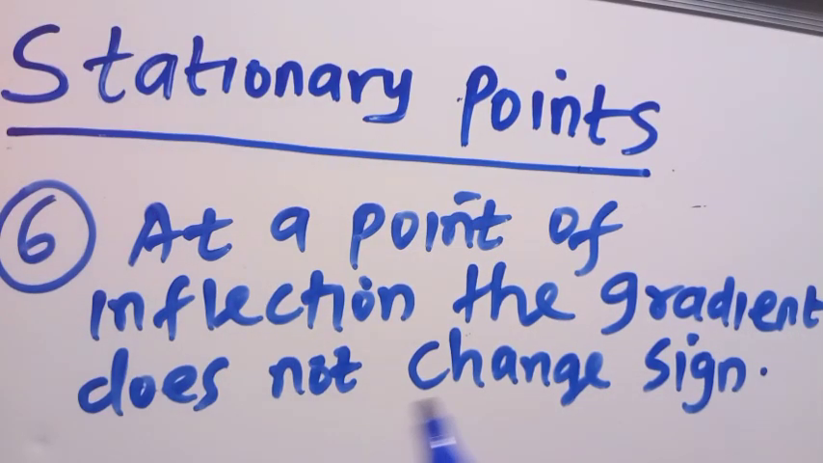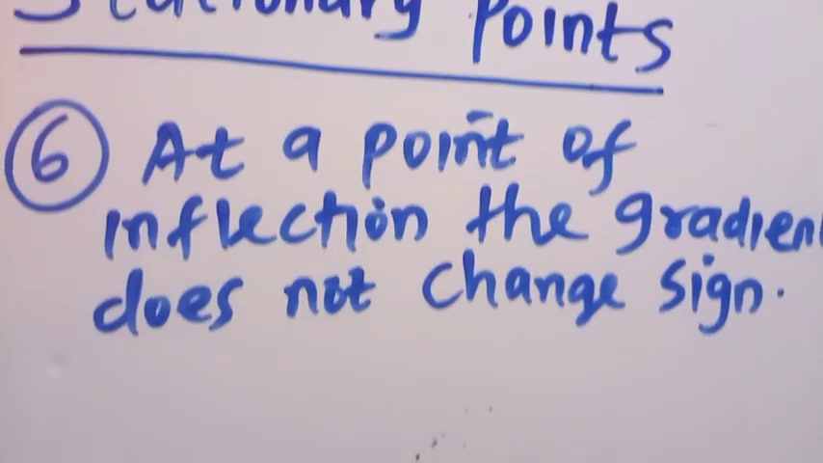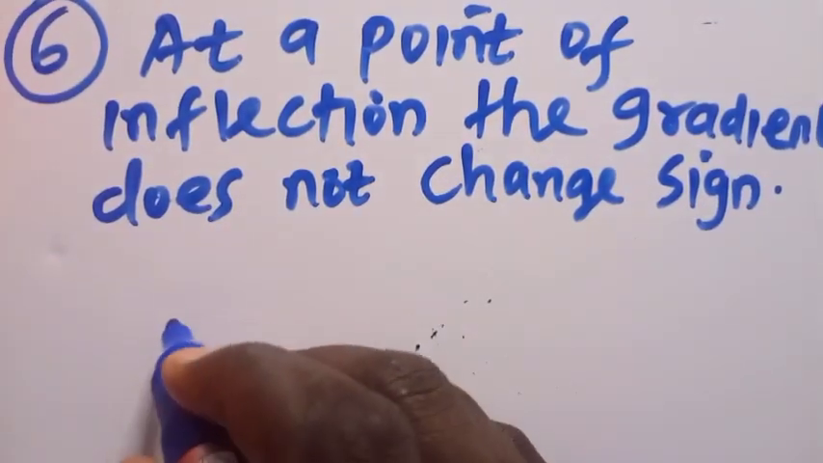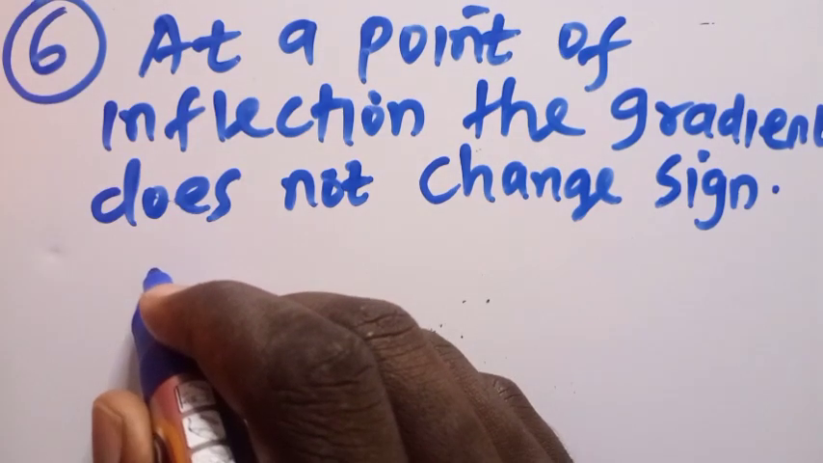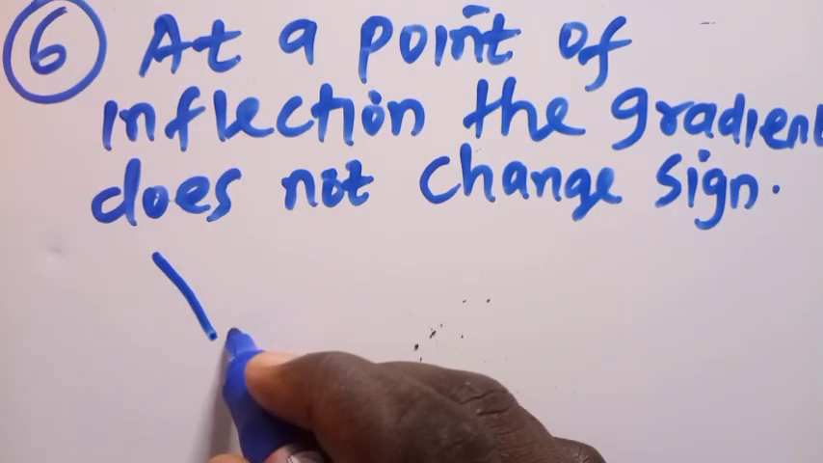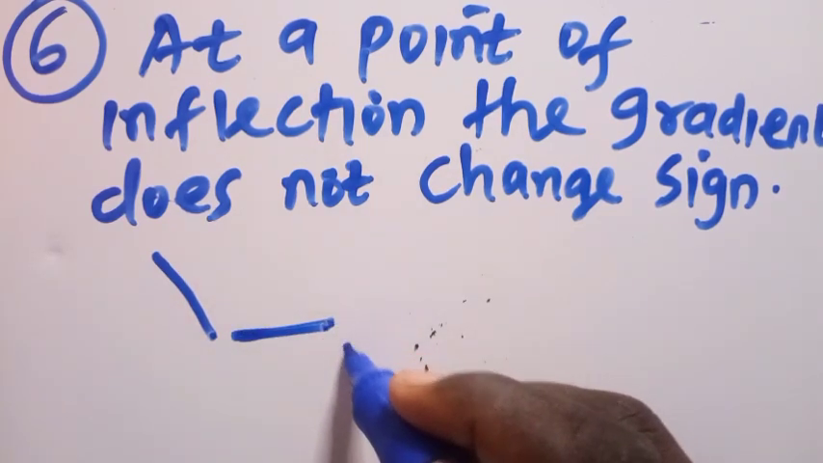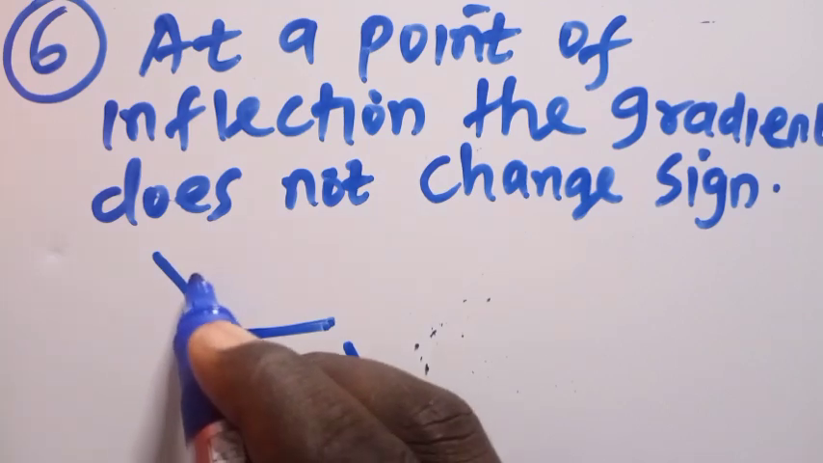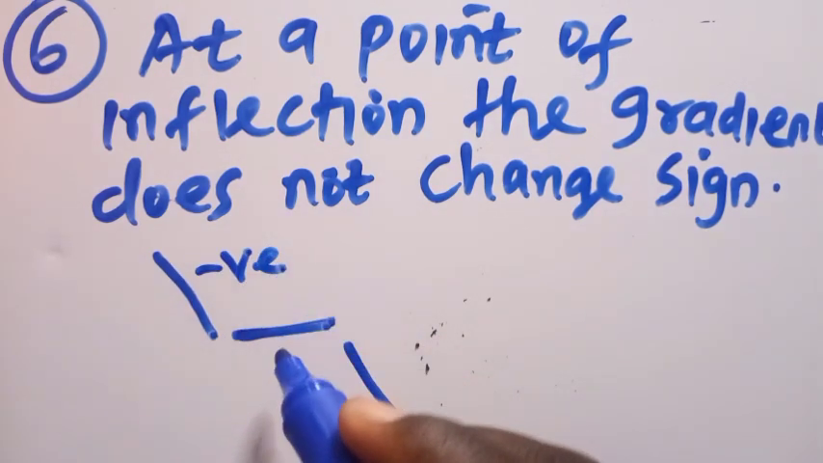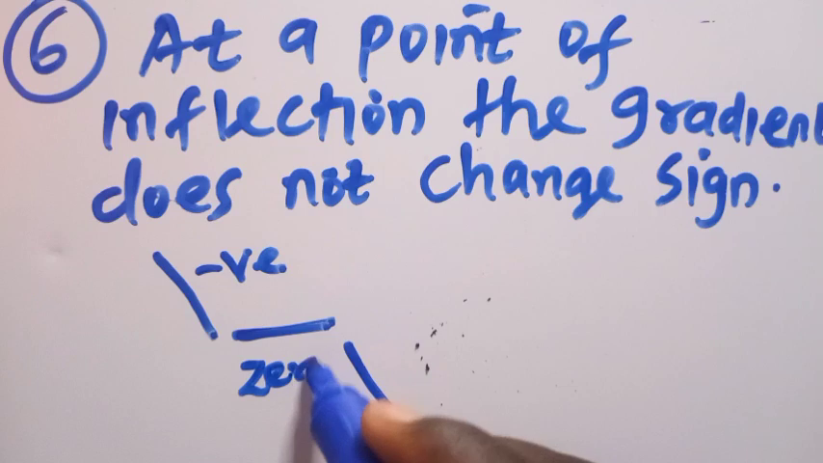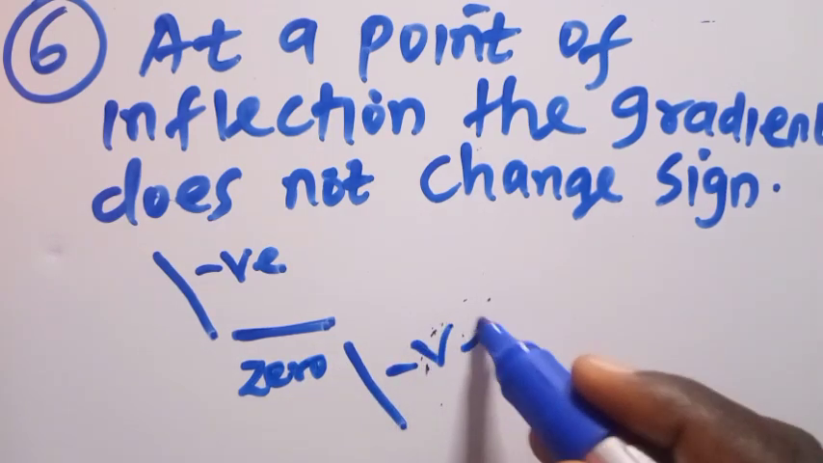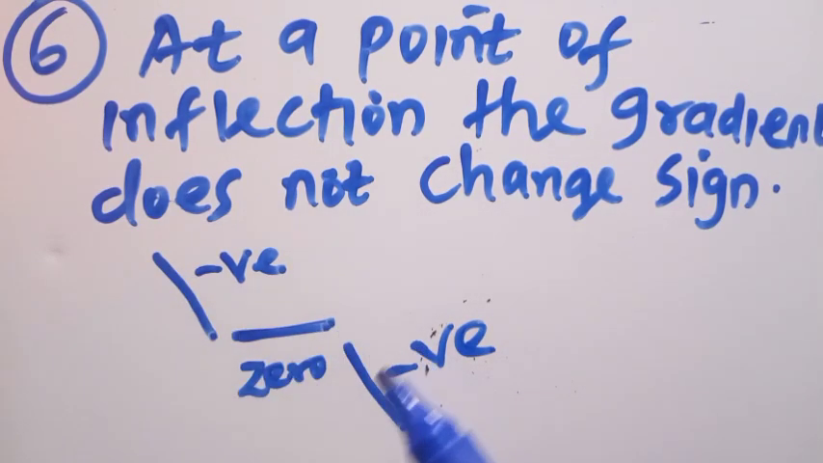At a point of inflection, the gradient does not change sign. It can be negative, 0, then negative. That is, the gradient is negative, then at this point it becomes 0, then at this point it becomes negative again. So it has not changed sign.